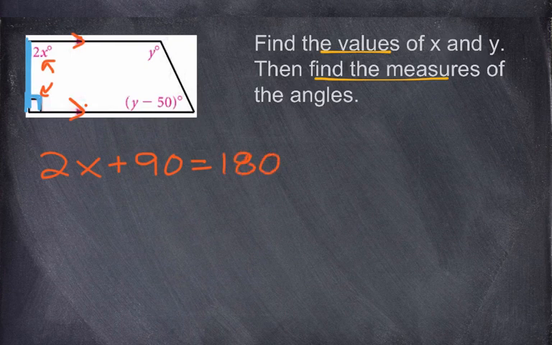Okay, now we get x by itself, so we have to subtract the 90. Divide by 2, and you get 45. X is 45.